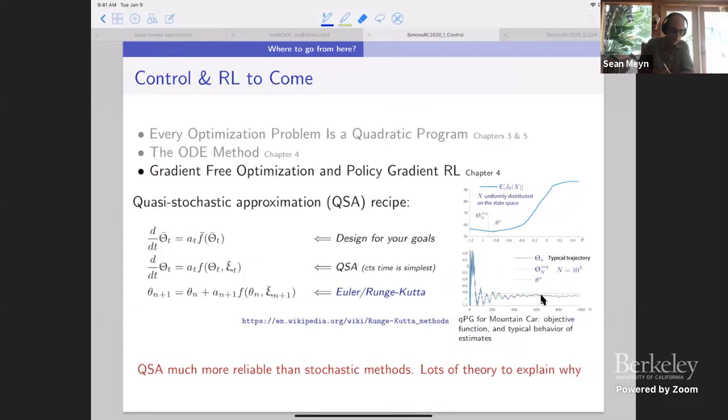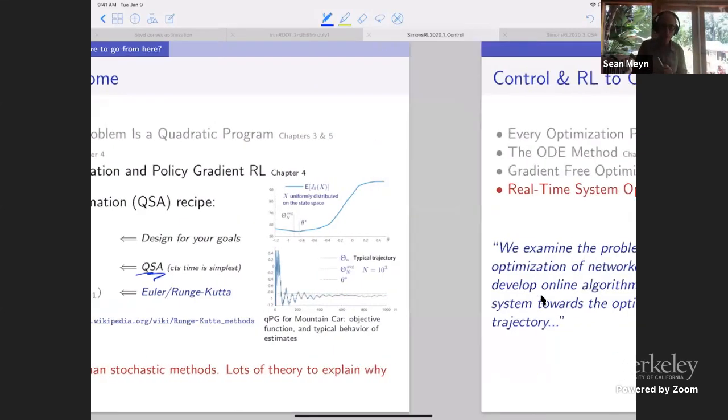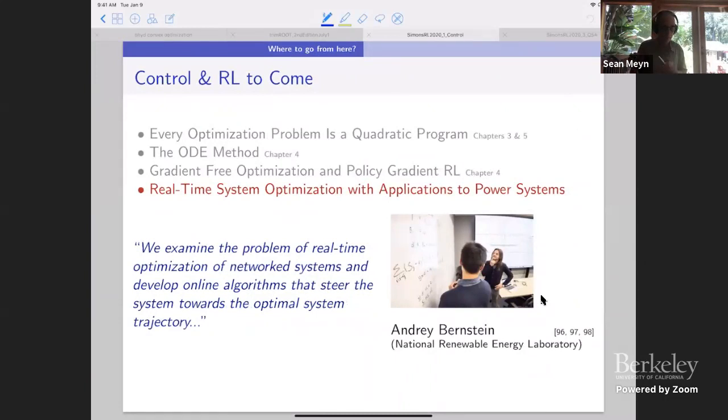And so this QSA concept, it's way more reliable, I think, than stochastic methods. When you have a control system that's not that volatile, there's lots of theory to explain why it's the way to go. All right, that's it. And then, of course, there'll be a talk by Andre after that on applications of similar ideas.